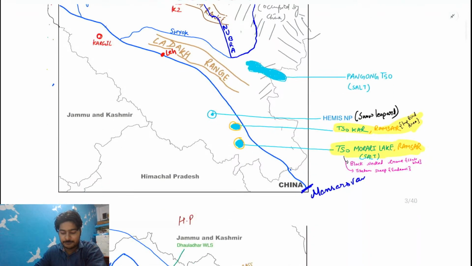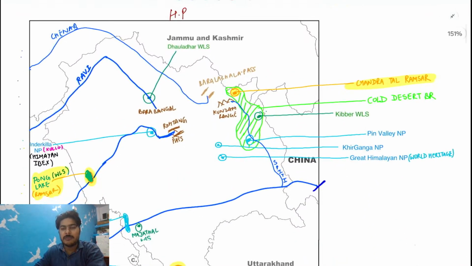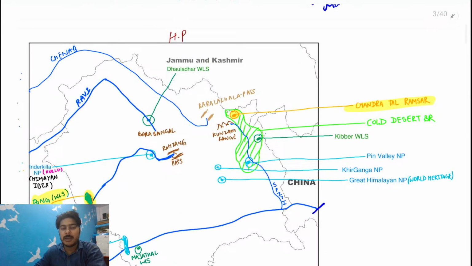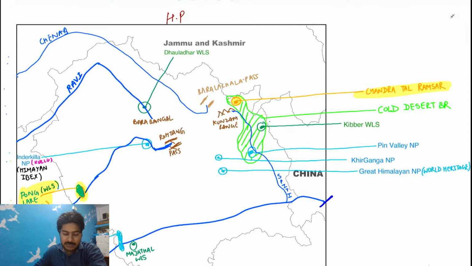Okay? Now, moving second. Next state is Himachal Pradesh. Everyone should have the maps with them. Next comes Himachal Pradesh. Now in Himachal Pradesh.